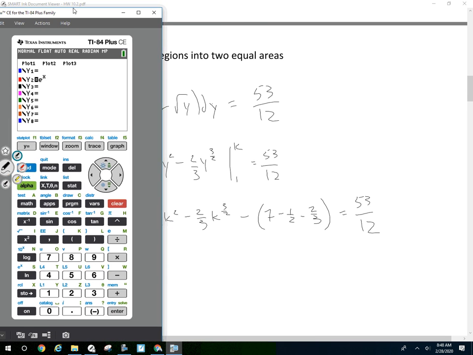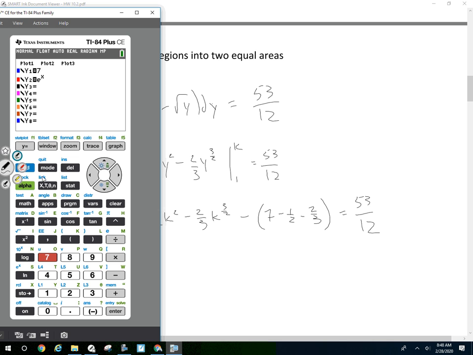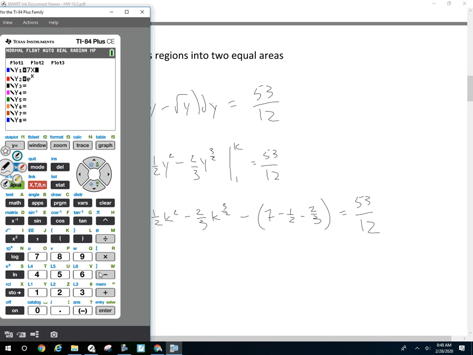Okay, so I got 7k minus 1/2 k squared minus 2/3 k to the 3/2, minus the quantity 7 minus 1/2 minus 2/3. That will equal 53 twelfths.